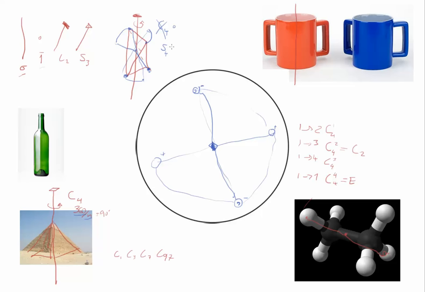Now, there are a couple things that we need to be aware of. If I have an S1, that is a 360 divided by 1 rotation, so I rotate 360 degrees, but then I'm combining it with an inversion point. This is the same as just a simple inversion point. I could also think about S2. Now I'm rotating it 180 degrees and inverting through the point. And if you think about it a little bit, S2 is identical to introducing a mirror plane that in this case would be orthogonal to that improper rotation axis. So these are basically repeats of things we've seen before.